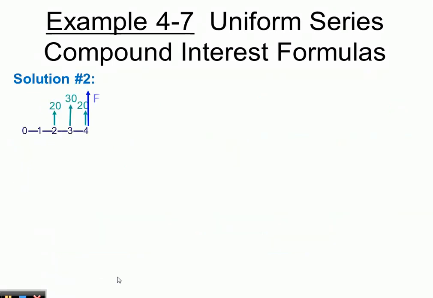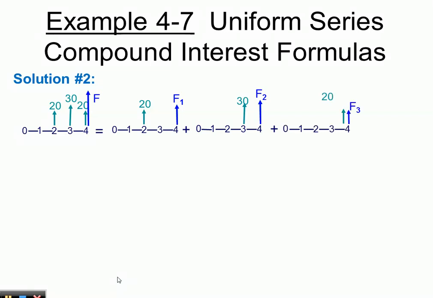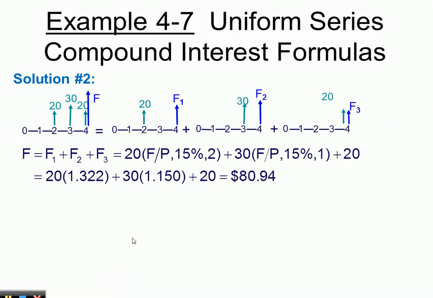Now solution 2. We could look at it from a different point of view. We can first move them all to the future, and then move the future to the present. So first, moving 20 to F1, moving 30, and then this is already F3. In this case we don't need to multiply by any discount factor because this 20 is already at the required time, and then we can add them all together because they're all at time 4. Before we were adding them all at time 0. Here we're adding them all at time 4, so we can do that.